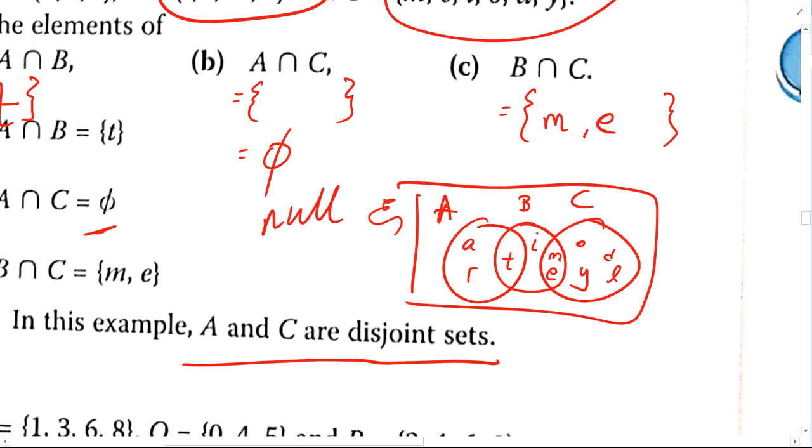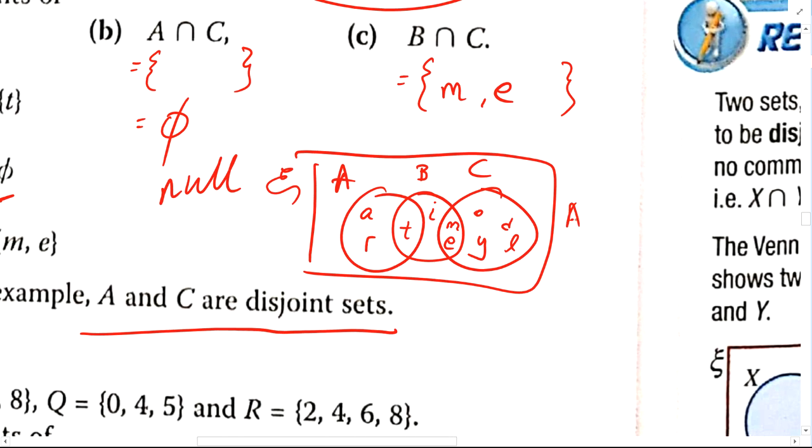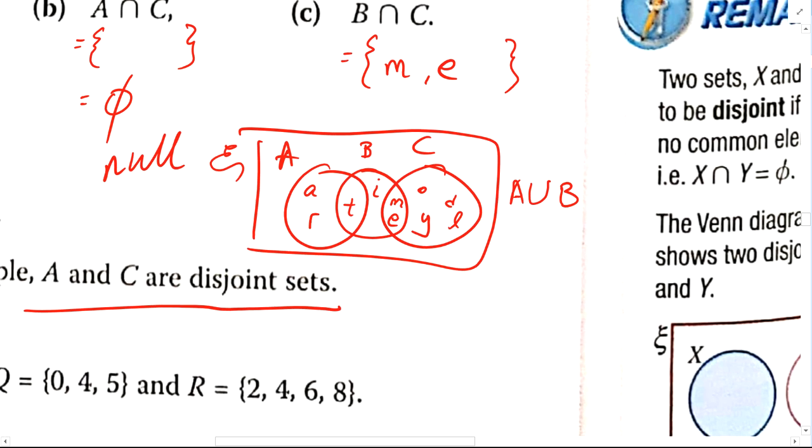What is inside A union B? List the elements. A union B. Are you sure everything? A-R-T, I, M, E. Okay, very good. What is found inside A union C? A-R-T-M-E-L-O-D-Y. Yes, correct. What is found inside A union B union C? Everything. Now it's everything. Okay?